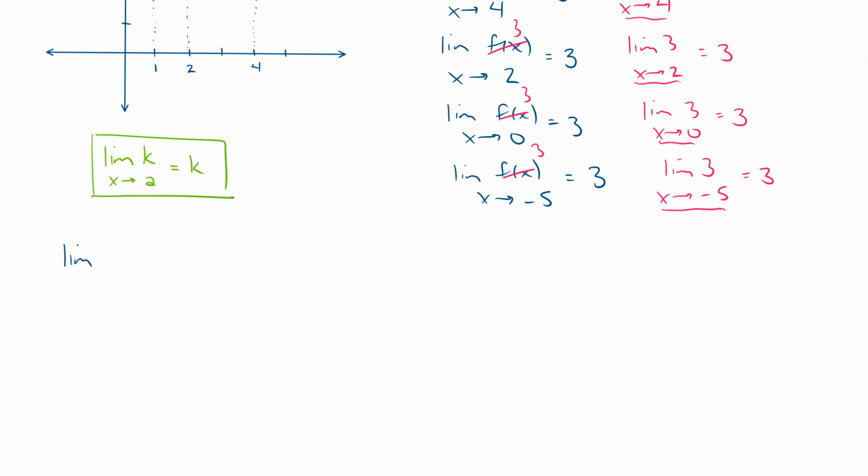So what can you tell me about the limit of 15 as x approaches 9? The limit of a constant is the constant. Your answer is 15. What is the limit of 1 as x approaches 0? The limit of a constant is the constant. Your answer is 1. What's the limit of 7 as x approaches 2 from the right? Right, left, it doesn't matter. The limit of a constant is the constant.